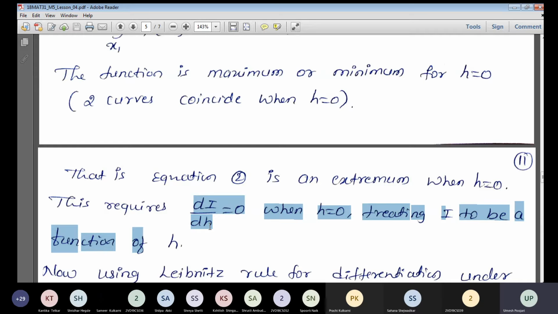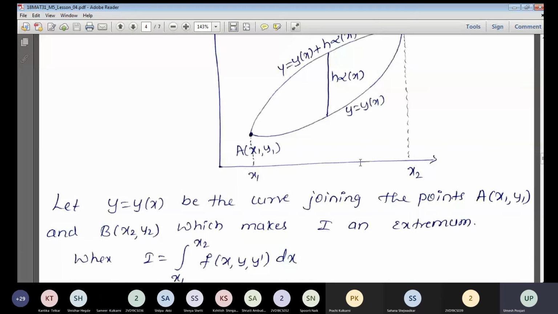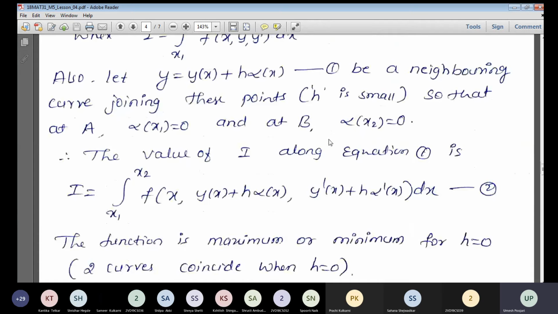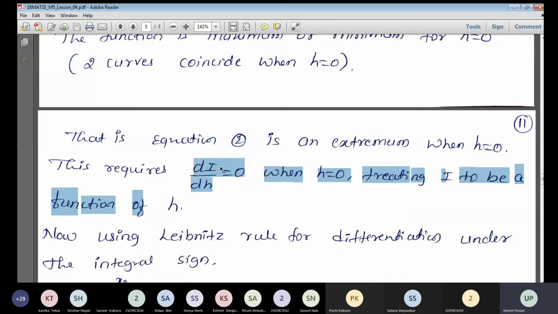Here dI by dx we cannot write, because these two curves coincide only when this h value is 0. So maximum or minimum depends on the value of h. So which condition is required here? dI by dh should be equal to 0, where I is a function of h. Clear? I hope this concept is understood.